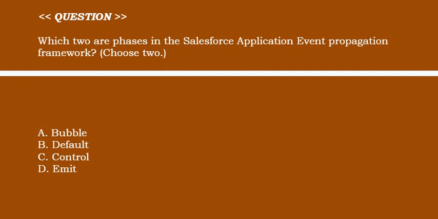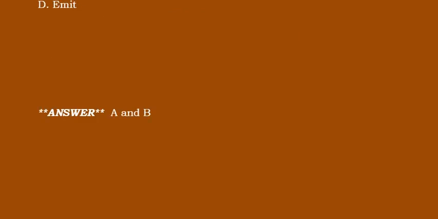Next question is which two are phases in the Salesforce application event propagation framework? Choose two options. Option A. Bubble. Option B. Default. Option C. Control. Option D. Emit. Correct answer is option A and option B.